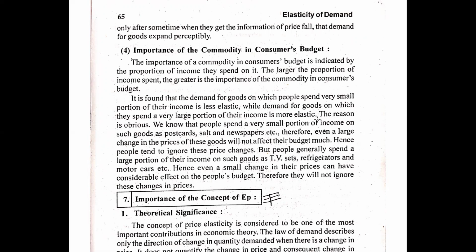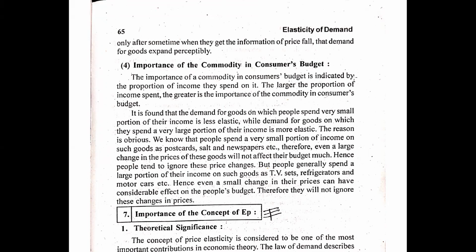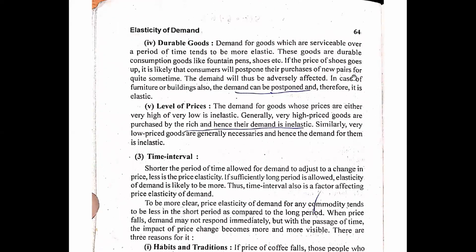So when the price of movie tickets rises, I will stop watching movies. And when the price of movie tickets falls, I will try to watch more movies. So as the majority of my income is spent on a particular product, then the demand for that particular product is less elastic. But if I spend less money on some product, then that product will be more elastic for me. So guys, this is all about the factors affecting price elasticity of demand.